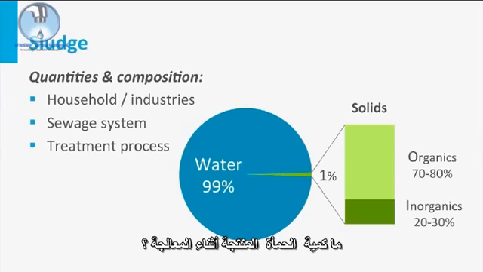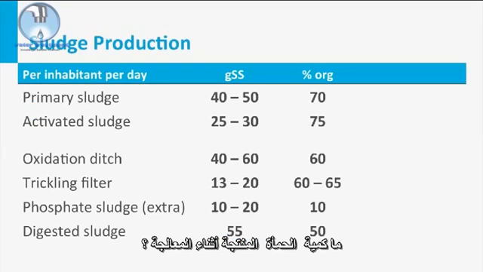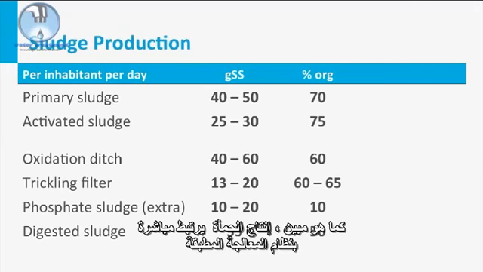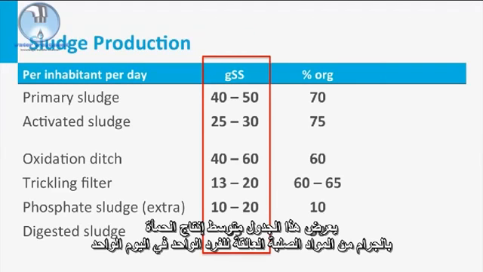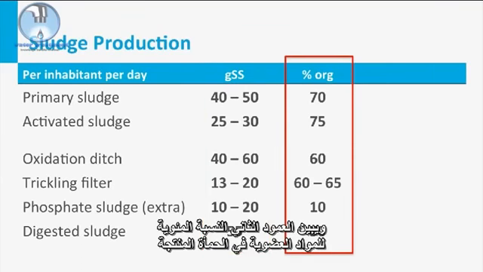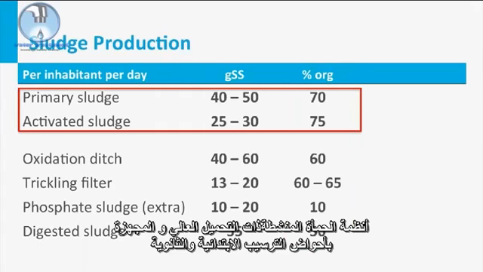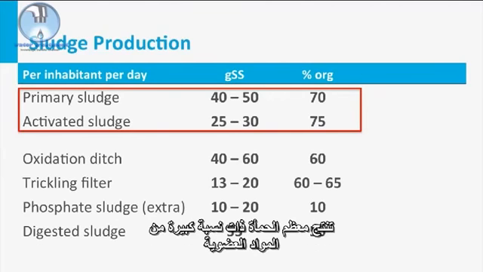How much sludge is produced during treatment? As indicated, sludge production is directly linked to the treatment system applied. This table presents average sludge production values in grams suspended solids per inhabitant per day. The second column shows the percentage of organic matter in the produced sludge. High-loaded activated sludge systems equipped with both primary and secondary clarifiers produce the most sludge, with a high fraction of organic matter.